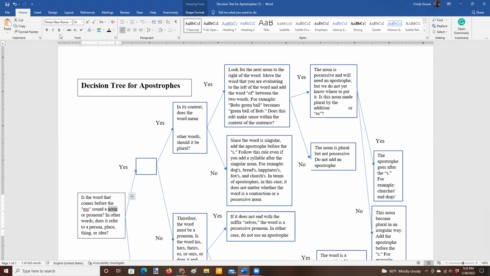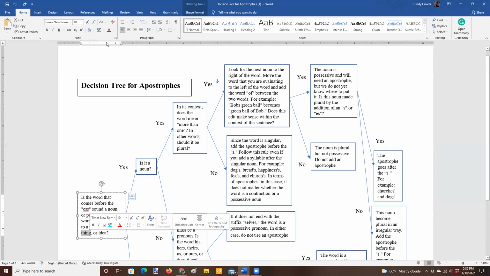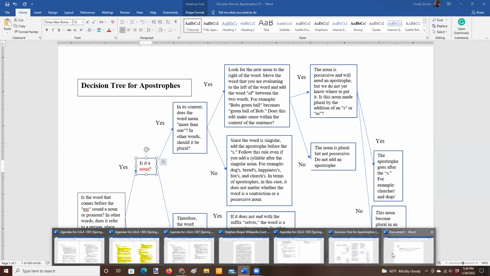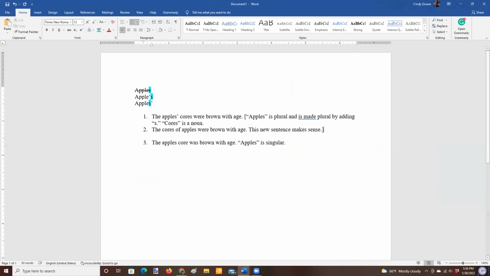Oh, wait a second, I'm going to do that in red. It is a thing, remains a thing. I'm going to mark that as a thing. So we're going to go up to yes. And we can even say it's a noun, right? It's not a pronoun. Again, Google would have told us if it was. In its context, does the word mean more than one? Well, no, we've decided in this context, apples is singular.